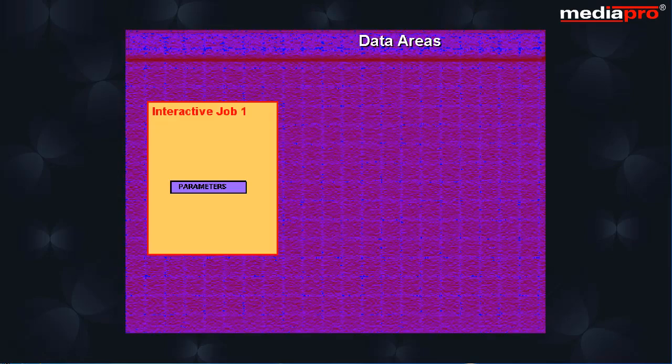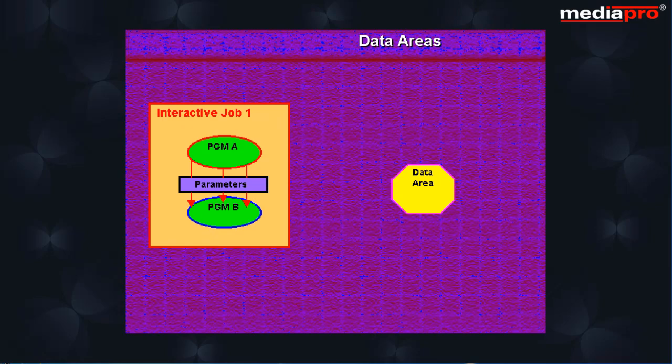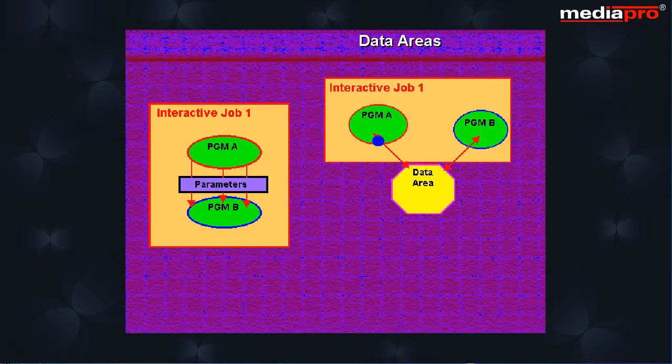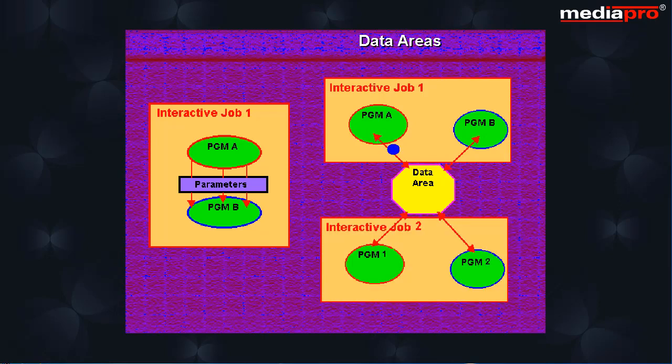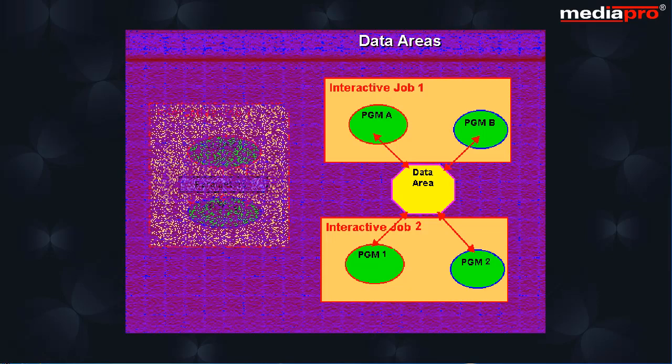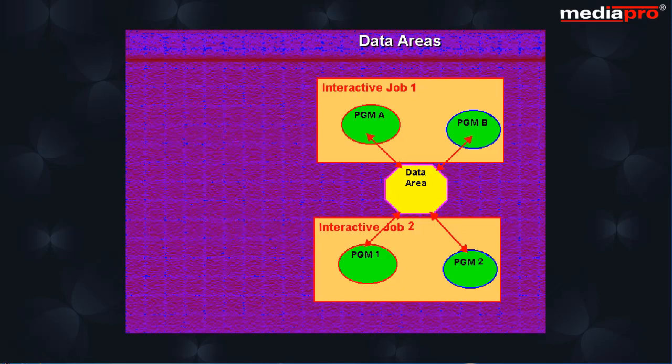While parameters allowed us to share data between calling and called programs, data areas can be used to communicate between independent programs running in the same job or in different jobs. Let us now look at data areas and see how they can be used in RPG programs.